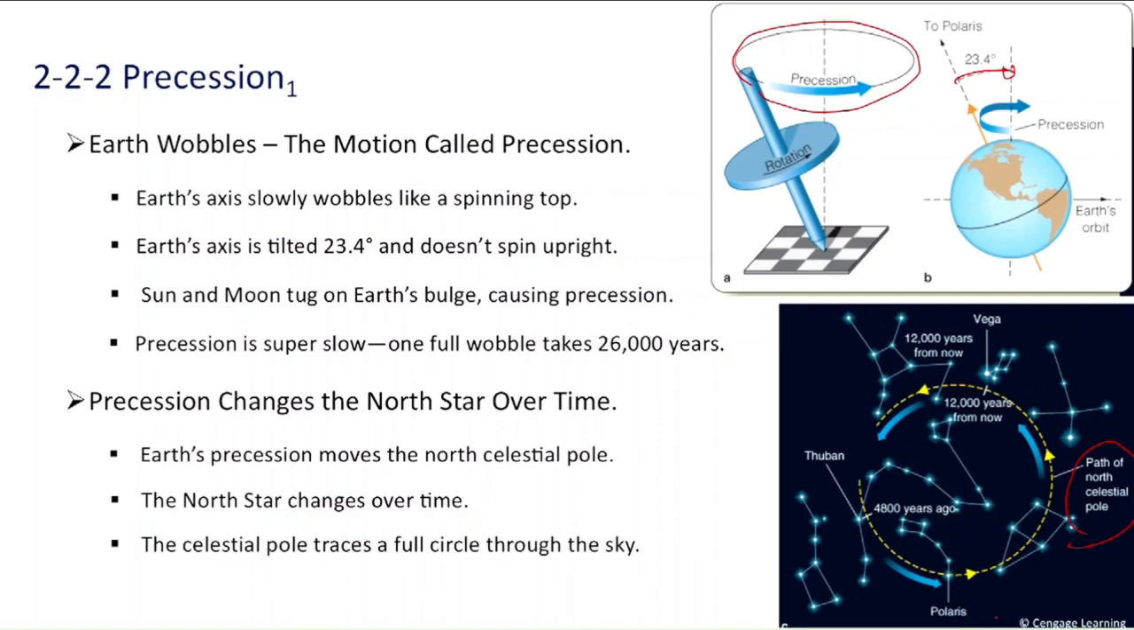So let's look at this yellow dotted circle. It's the path the North Pole traces in the sky during 26,000 years. And that's why every few thousand years a different star becomes the North Star. Night to night, nothing noticeable. But astronomers using precise measurements, like Hipparchus did over 2000 years ago, can detect it over time.